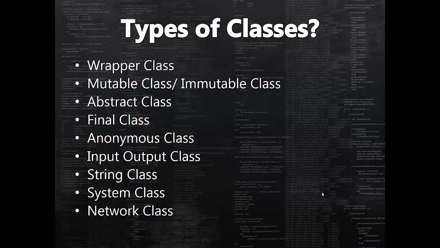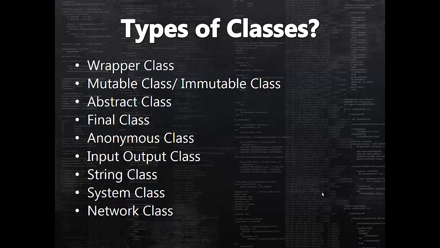So there are 9 types that are commonly known. So they are wrapper class, mutable, immutable classes. They are abstract class, final class, anonymous, input output class, string class, system class, and network class.